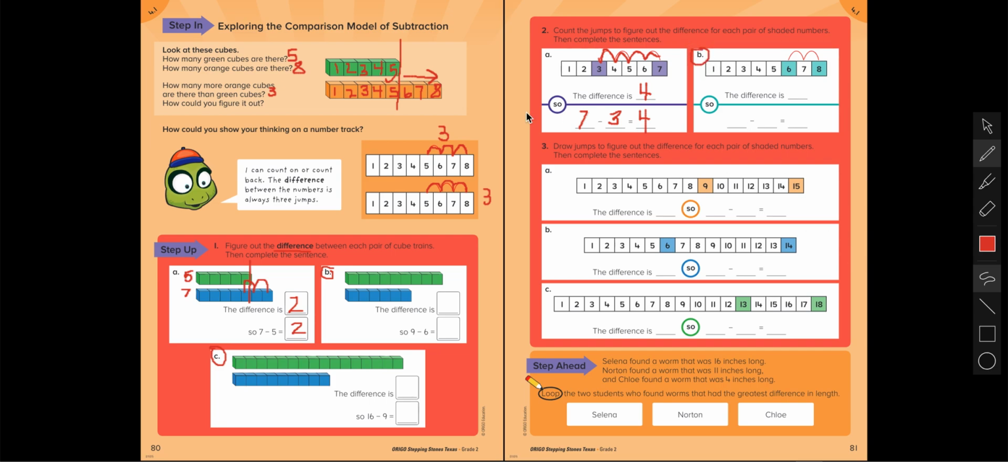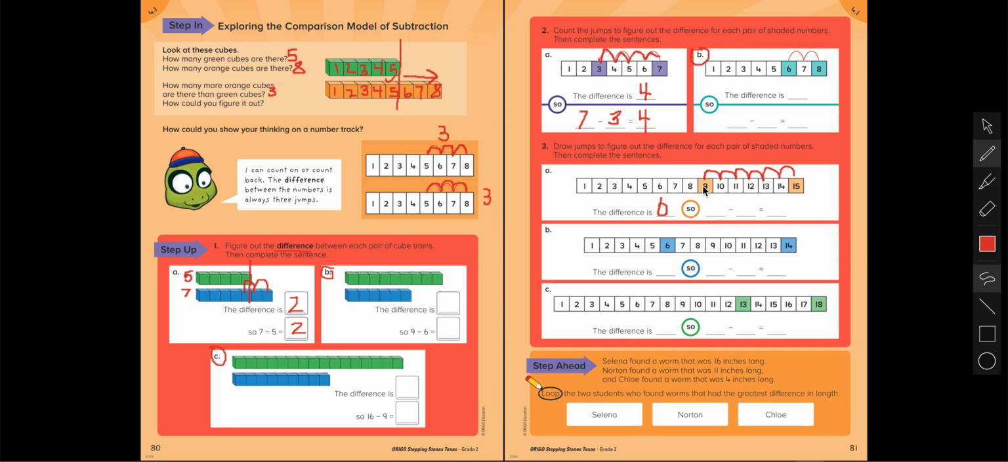Now we're going to take a look at number 3. We're going to draw jumps to figure out the difference for each pair of shaded numbers, then complete the sentence. The same thing that you just did up here for number 2, you're going to do down here, except this time the numbers are a little bit larger. My greater value is going to be 15, so that's where I'm going to start my count back. I'm going to count back until I get to the next shaded number, which is 9. I count 1, 2, 3, 4, 5, 6. So my difference is 6.